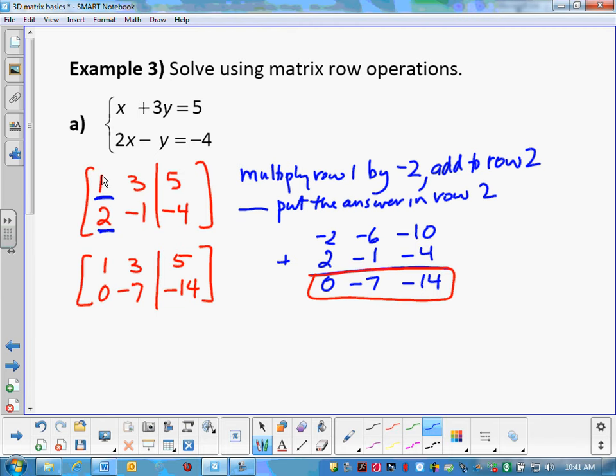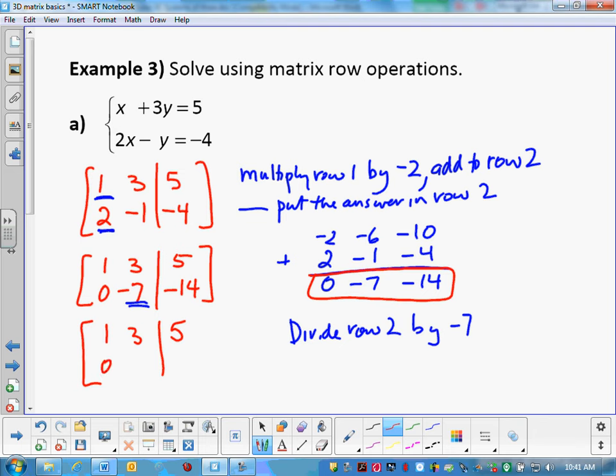The next thing we want is a 1 in the spot where that -7 is. And to get that, we're going to divide row 2 by -7 and then change it. So row 1 still stays the same. So row 1 stays 1, 3, and 5. And then 0 divided by -7 is 0. -7 divided by -7 is 1. And -14 divided by -7 is 2.